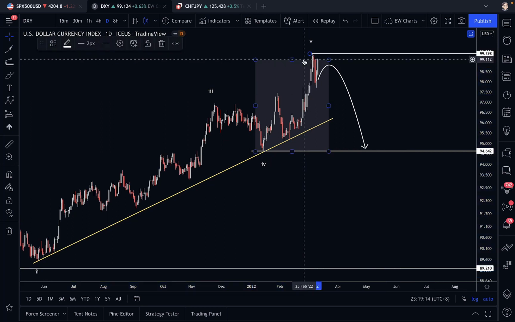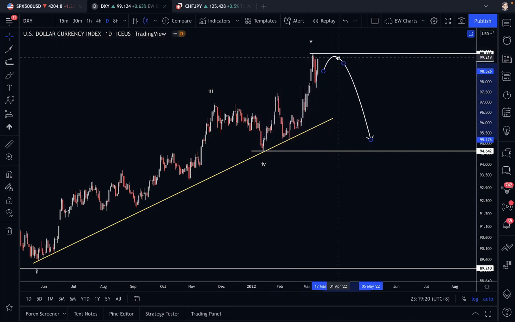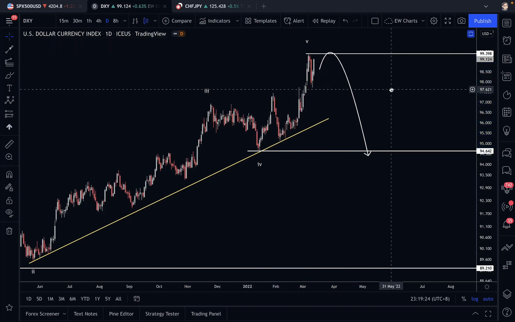Alright, so as usual, we're going to start off with the dollar index and just a minor update as to what the market has happened and what we'll be looking out for right now.